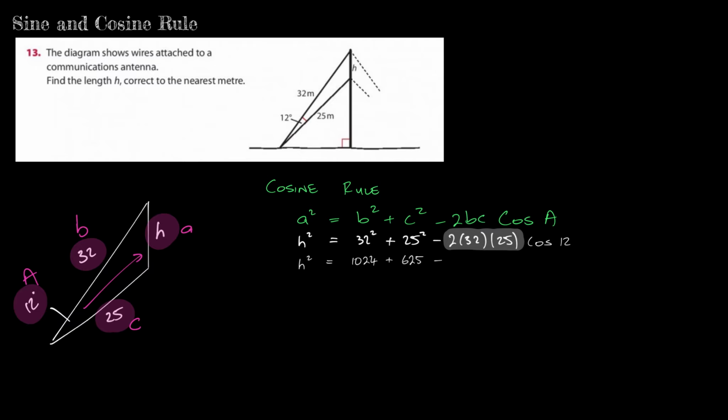So that will give you 1600 cos of 12. Now, you could have done it the way I was doing it a second ago, but same difference. So 1024 plus 625 gives you 1649 minus 1600 cos 12.